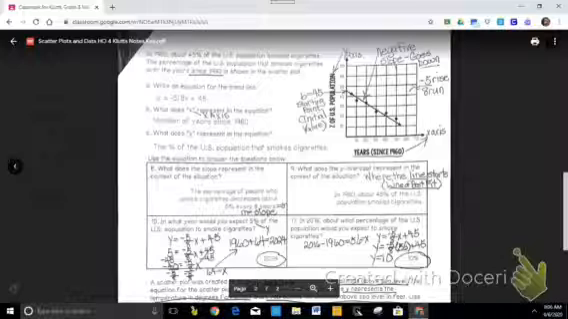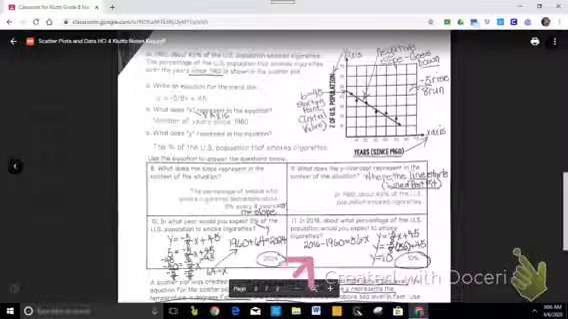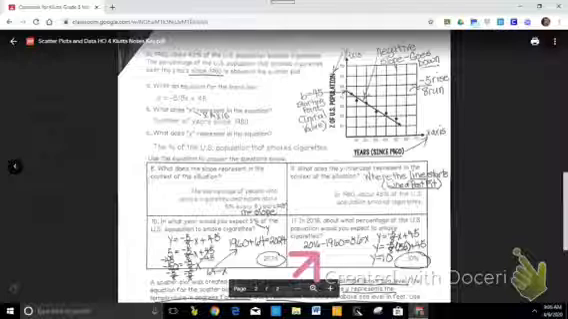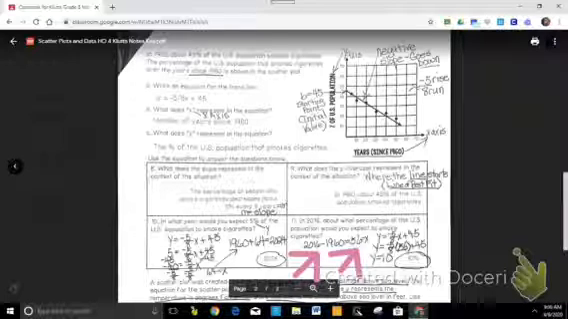Okay, let's look at number 11. In 2016, about what percentage of the U.S. population would you expect to smoke? Well, let's see. 2016 is 56 years after 1960, because 2016 minus 1960 is 56.